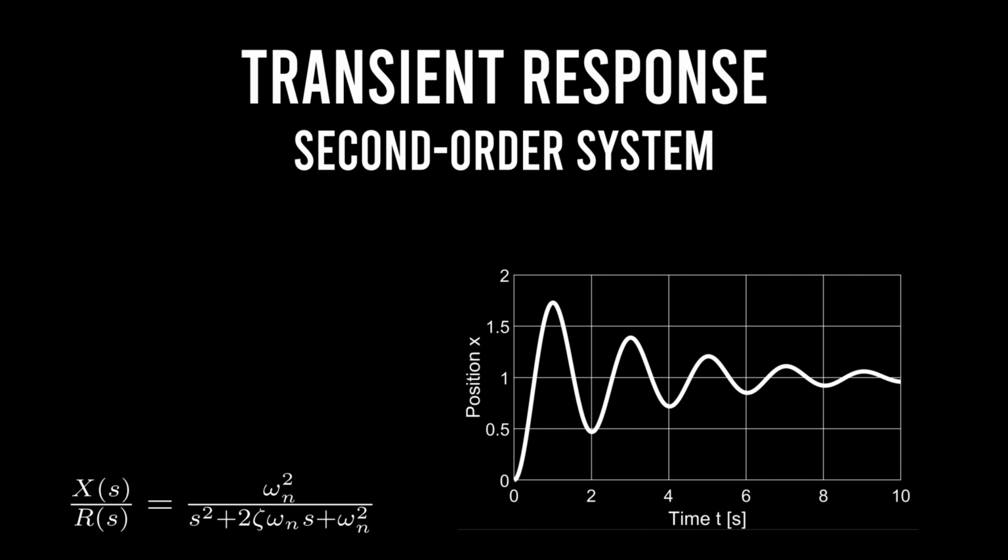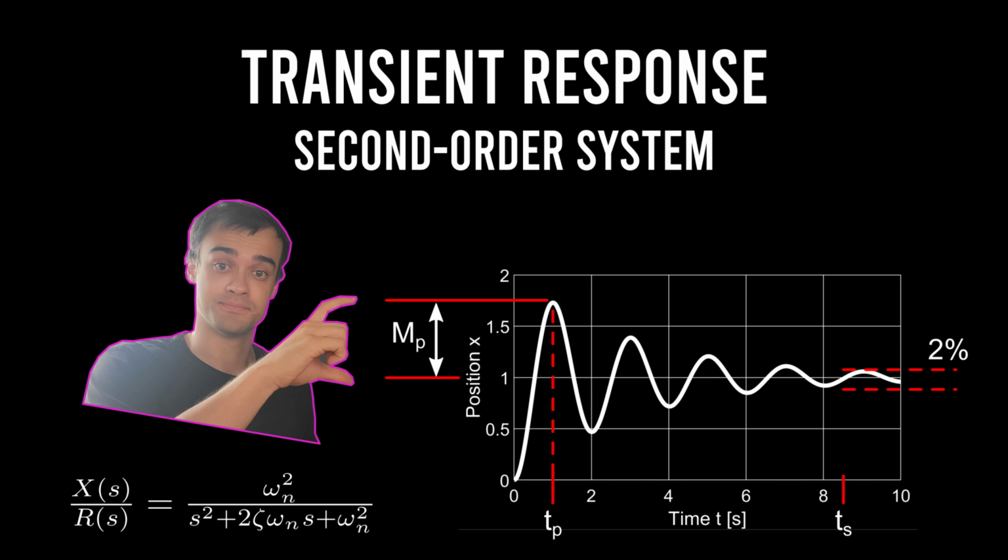You're already familiar with the equation of a second-order system? Then it's time to dive into how it behaves, particularly when it comes to the transient response. Here, we will study the percentage of overshoot, the peak time, and the settling time. Stick around because I'll be walking you through everything you need to know about transient responses, step by step.